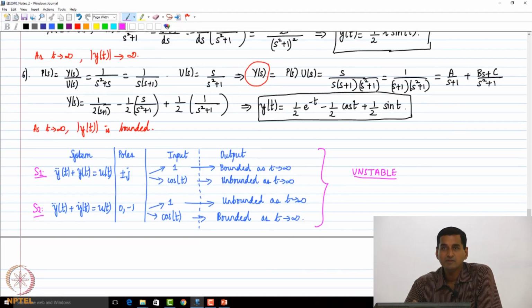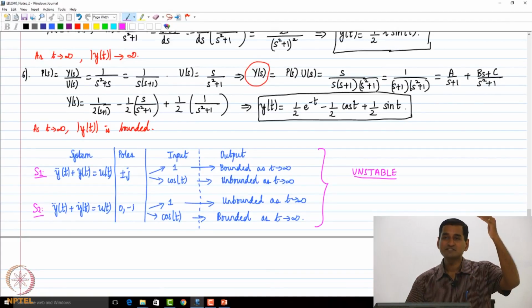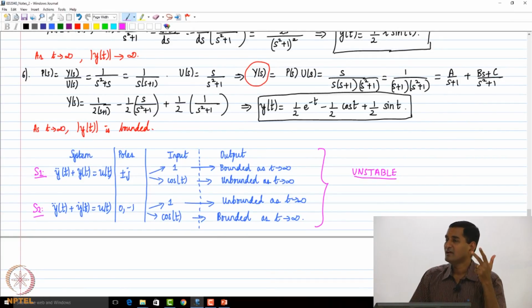Let me repeat that statement. Let's take S1. We consider the system 1. It so turns out that if I give any other cosine or sine input, cos omega t, sin omega t, such that omega is not equal to 1, then the output will be bounded. And the output is also bounded for a unit step input, right? Because out of the standard inputs that we consider, step, ramp, sinusoid and impulse, which two classes were bounded inputs? Step and sinusoids, right? Ramp and impulse are not bounded inputs.